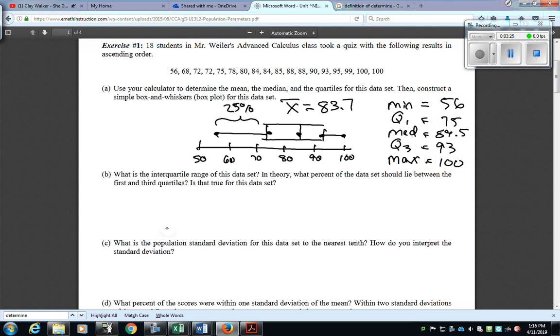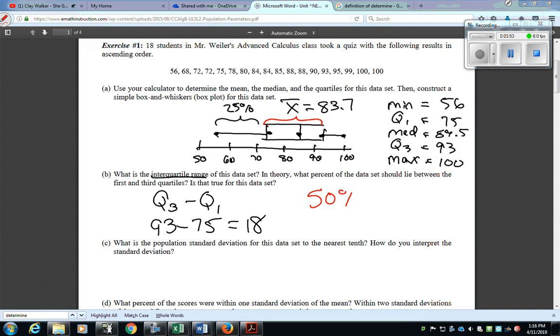So now moving on to B, the interquartile range. To find that interquartile range, you have to do the third quartile minus the first quartile. So in this case, this would be 93 minus 75, which would end up being 18. And they're saying, in theory, what percent of the numbers should lie between that? Well, in this case, that's from here to here, which is 2 quarters, which in this case would be 50%. Or in this case, the middle 50%.